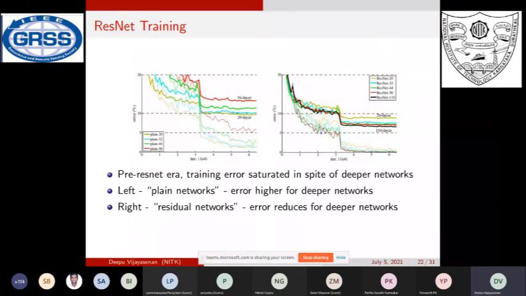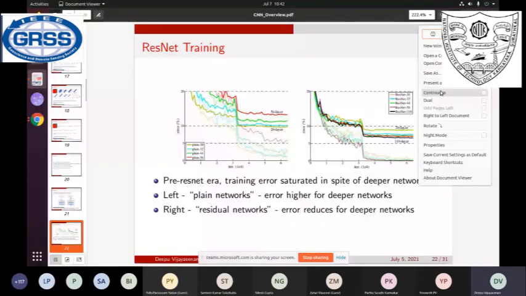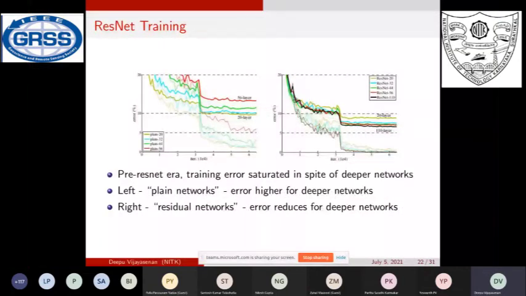The left side shows the results from plain networks, as we said. So even after training, this yellow line is a 20 layer network. This 56 layer network actually has a higher error, both in training and testing. The below part is training, but even in training, the error of the larger network is higher. That should not have happened. And here, the right side, it is the exact same network with skip connections added. So you see that the error actually reduced a lot. Not only that, now the 56 layer network actually has a lower error than the 20.